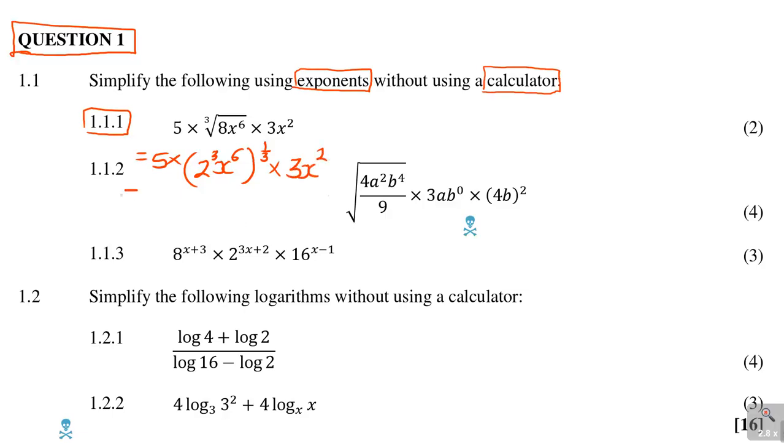Alright, and then when you continue doing that, now this power 1 over 3 will affect and multiply each and every power there. So you'll have 5 times, you have to open that bracket, which is 2 to the power of 3 times 1 over 3. You see what is happening to that power? And then you've got x to the power of 6 again times 1 over 3. So you have distributed that 1 over 3 to both 2 and x because they were in the bracket. And then times 3x squared.